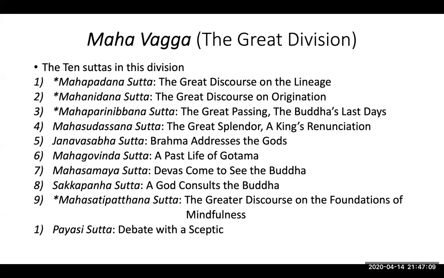But in the second division of Digha Nikaya, Mahavagga, there are very important suttas grouped into Mahavagga. For example, Mahasatipatthana Sutta, Mahaparinibbana Sutta, and then Mahapadana Sutta, Mahanidana Sutta. Okay? And then the rest of the suttas are also important too.